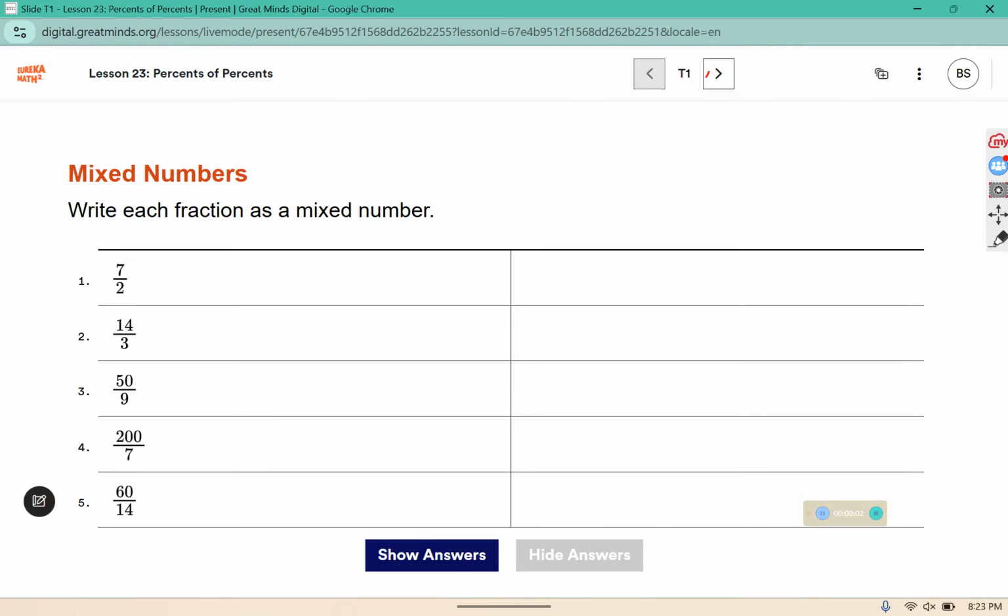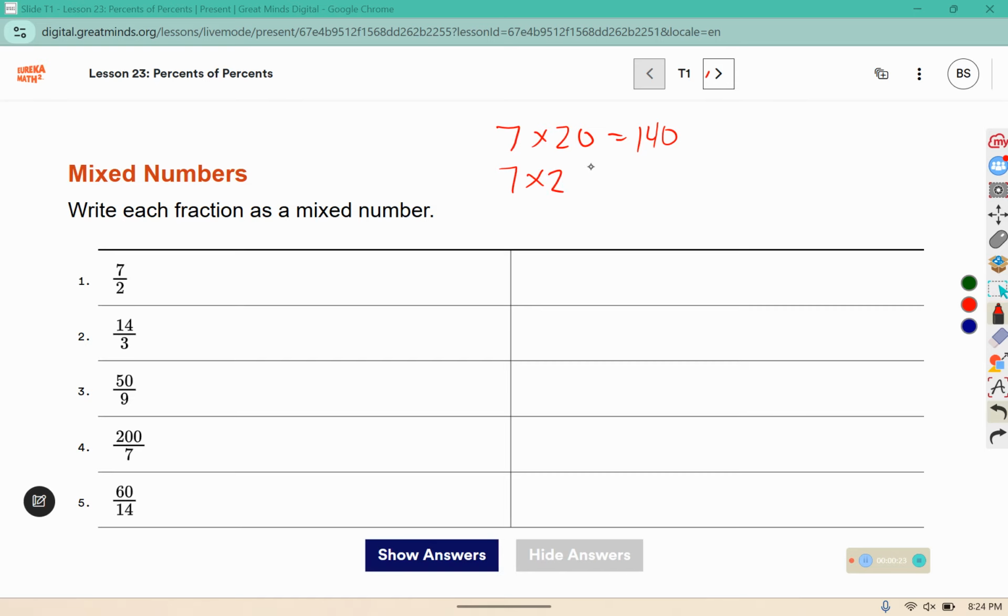Let's do 207ths. It says write each fraction as a mixed number. Well, if we try and figure out how many sets of 7 fit into 200, I know 7 times 20 would be 140.